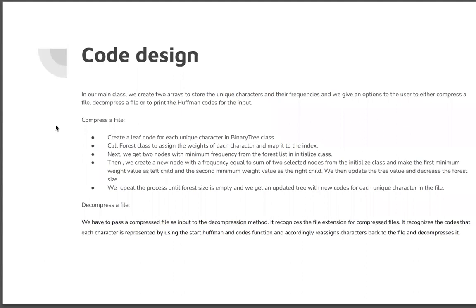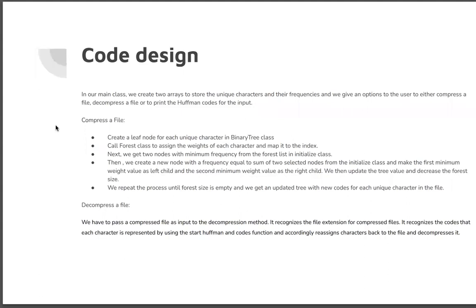Now we loop through the character array to calculate the weight of each character that occurred in the file. Now we create an instance of the Huffman utility class and call the start Huffman method by passing the character array and the weights array. We are also calculating the compression ratio and displaying it when we compress a file.